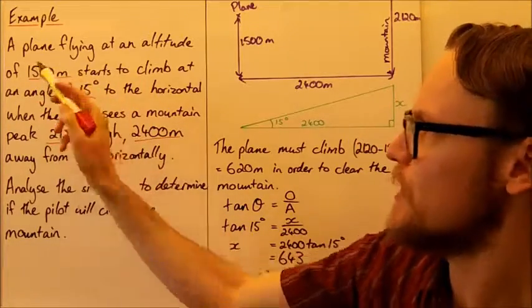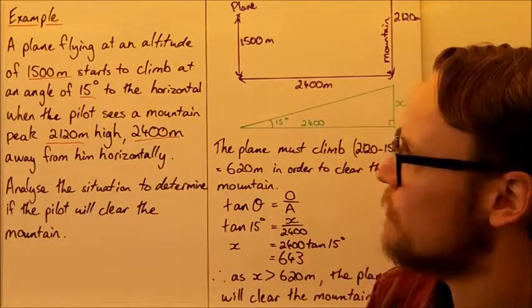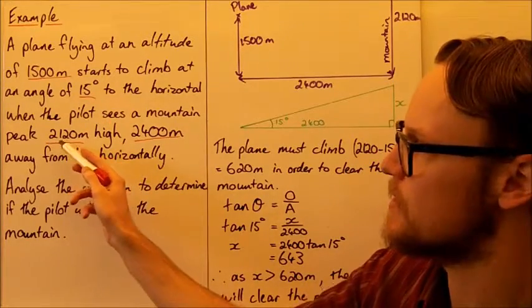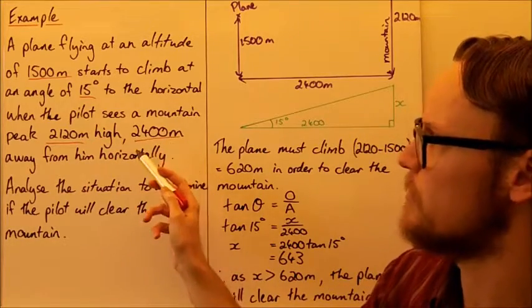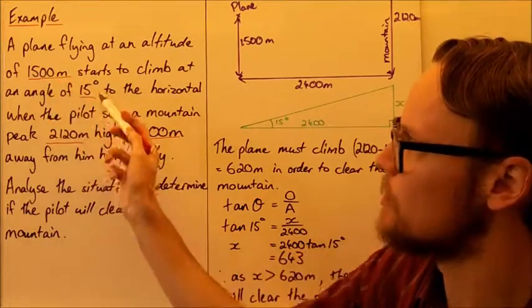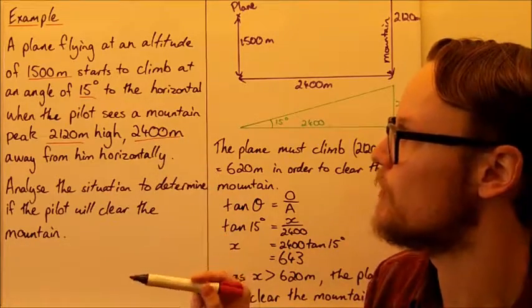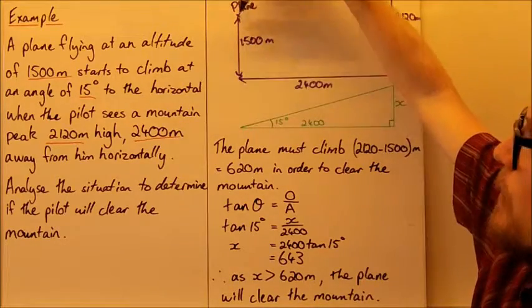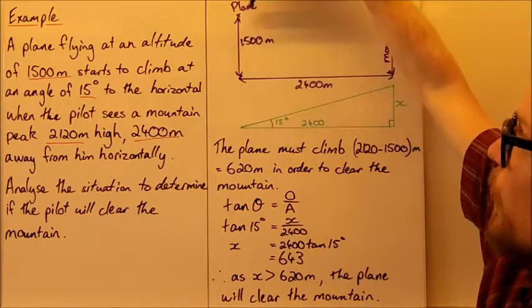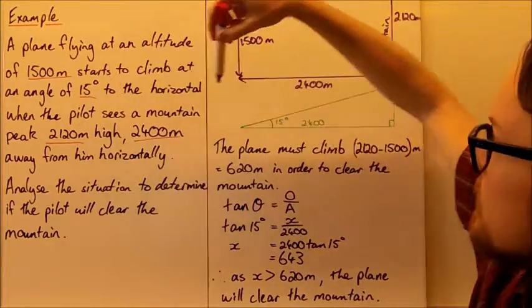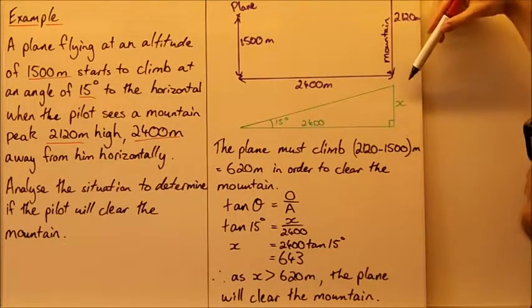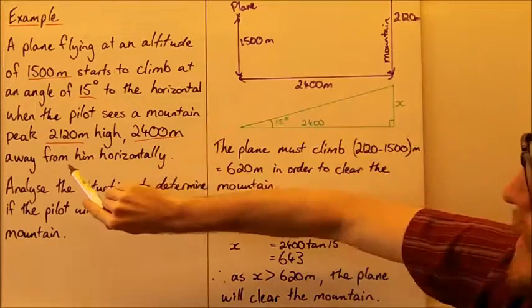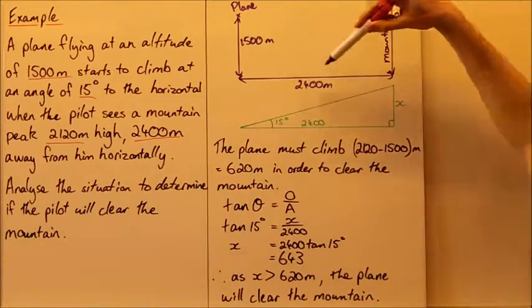So we've got our plane flying at an altitude of 1,500 metres initially. He starts to climb at 15 degrees when he sees the mountain, and the mountain peak is this high, and it's this far away from him horizontally. So let's try and label the plane and the mountain on a diagram. If we label the plane here at an altitude of 1,500 metres, altitude means it's a vertical height. We know that the mountain peak is away from him over here, and it's 2,120 metres high, and we know that horizontally it is 2,400 metres away from him.